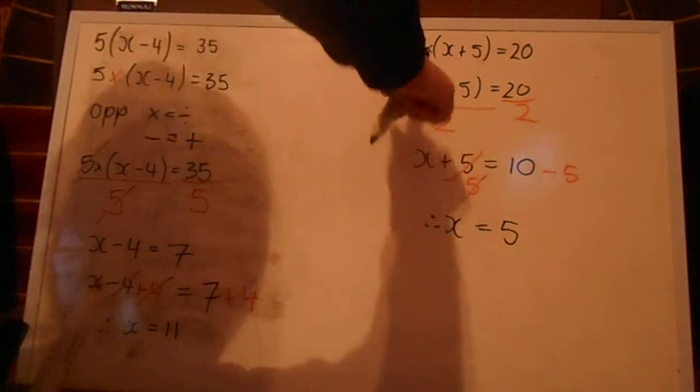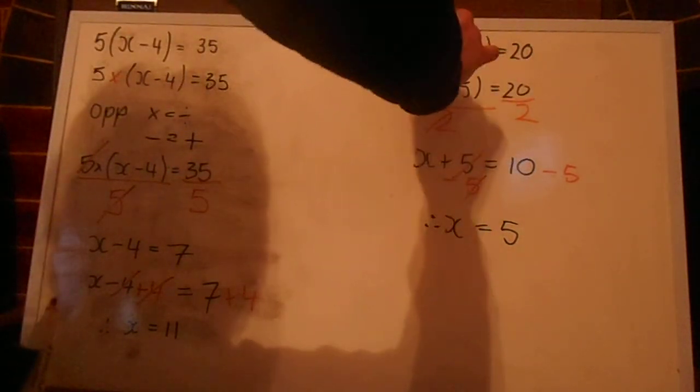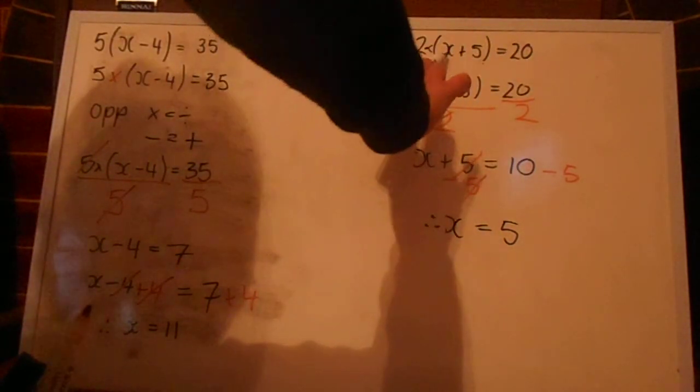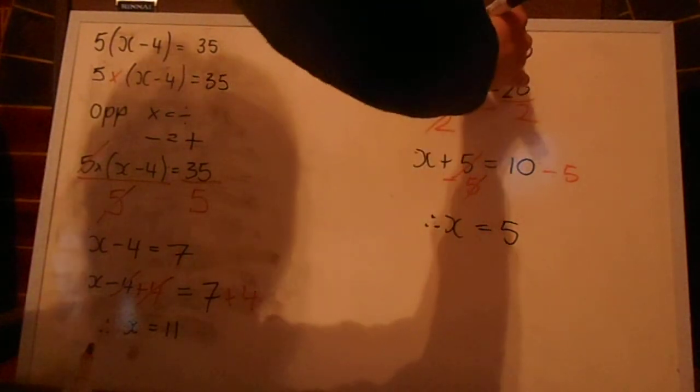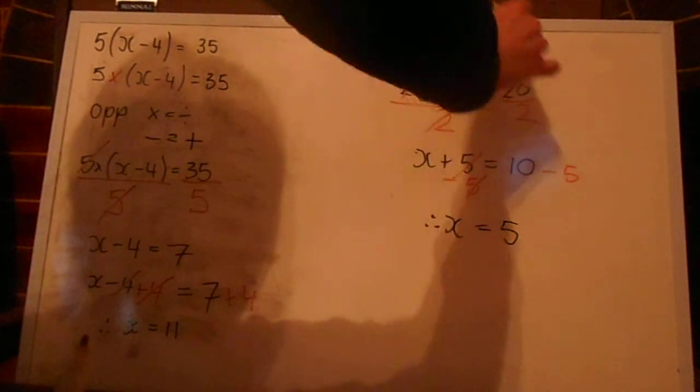And if you want to check it, just come back up here, go 2 times, put your 5 back in here, 5 plus 5 is going to be 10. 2 times 10 is going to give me 20, so we know that that is our solution.